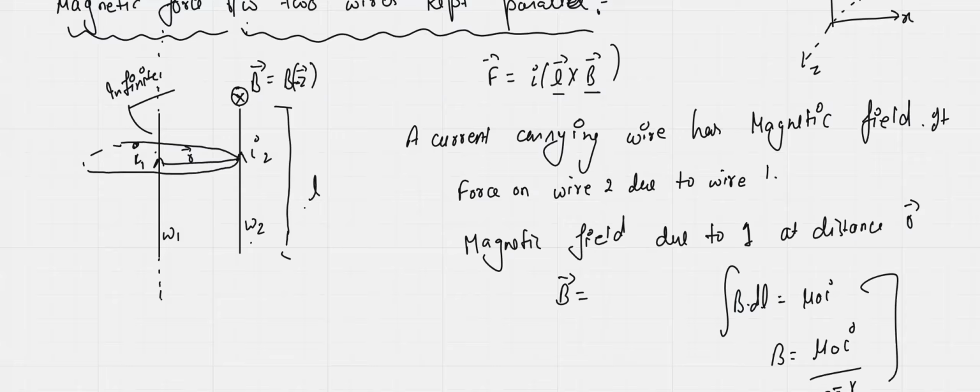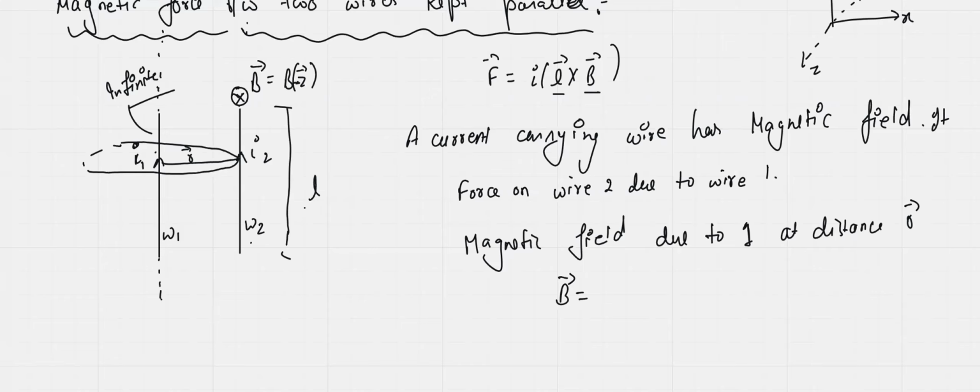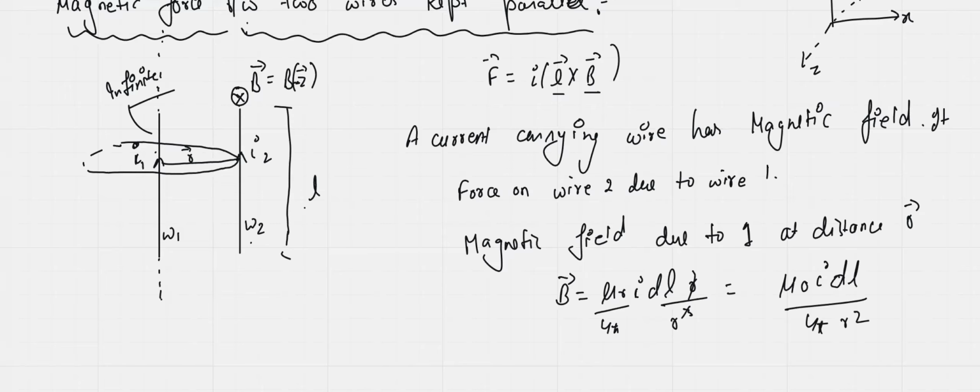If you are not clear with this formula, I have another way. Ampere's circuital law is the easier way, but what was the real formula? Mu naught by 4 pi, current I dl cross r, over r cube. Because this dl is up and r is down, the angle between them is 90, so the cross product will come out as dl, divided by r cube. So this cancels out: mu naught I dl divided by 4 pi r squared.